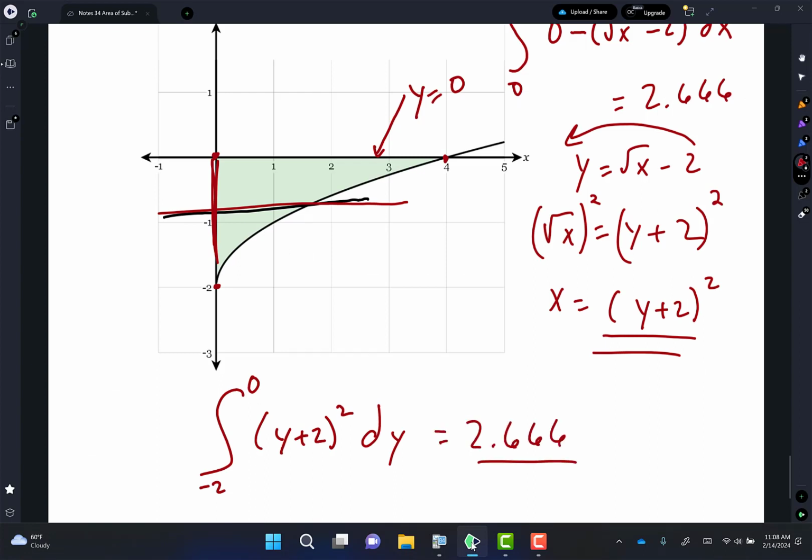Did today's lesson make sense? So do you see how we can integrate with respect to x or with respect to y?